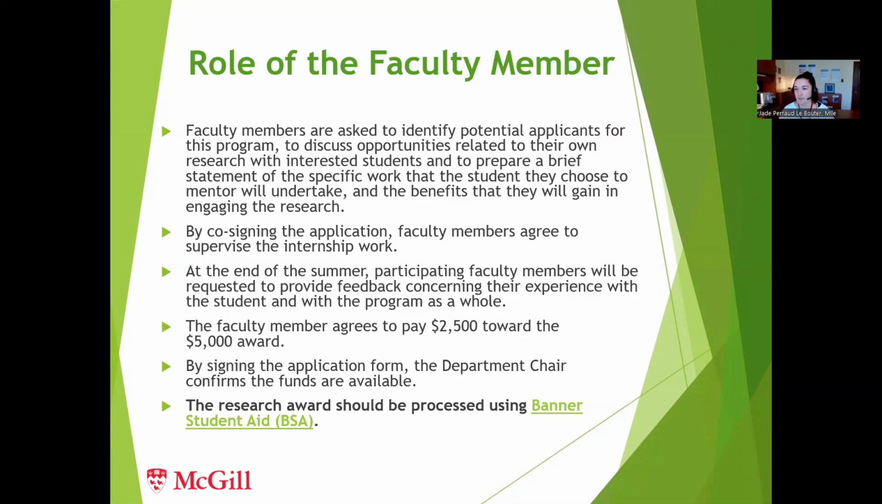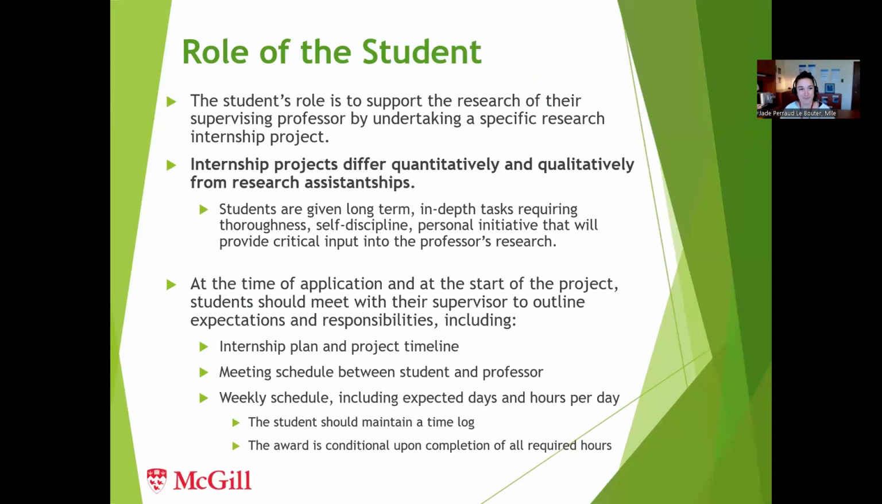And again, you need to include details about what the mentorship will look like and how regularly you'll be meeting with your supervisor. At the end of the summer, they need to provide feedback on their experience. And as I've mentioned, they need to be able to pay the 2,500 minimum towards the award. Just to note as well for the funds, there's another step of verification where the department chair needs to confirm that the funds are available to be used for the ARIA award. And once again, the award needs to be processed through Banner Street 8.